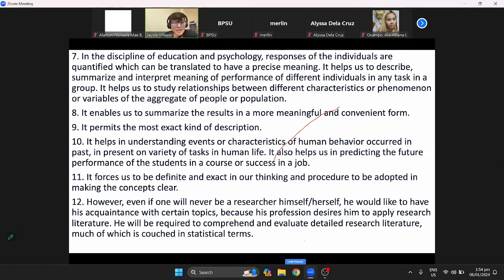And the number 10, however, even if one will never be a researcher himself or herself, he would like to have his acquaintance with certain topics because his profession desires him to apply research literature. He will be required to comprehend and evaluate detailed research literature, much of which is couched in statistical terms. So again, di ba, ang statistics naman or quantitative research, lahat ng discipline may ganun. Education, may statistics yan. Social worker, may statistics yan. Nursing, may statistics yan. Ano pa ba? Mass communication, may statistics din yan. Psychology, may statistics din yan. So, when you are familiar with statistics, you become more integrative.